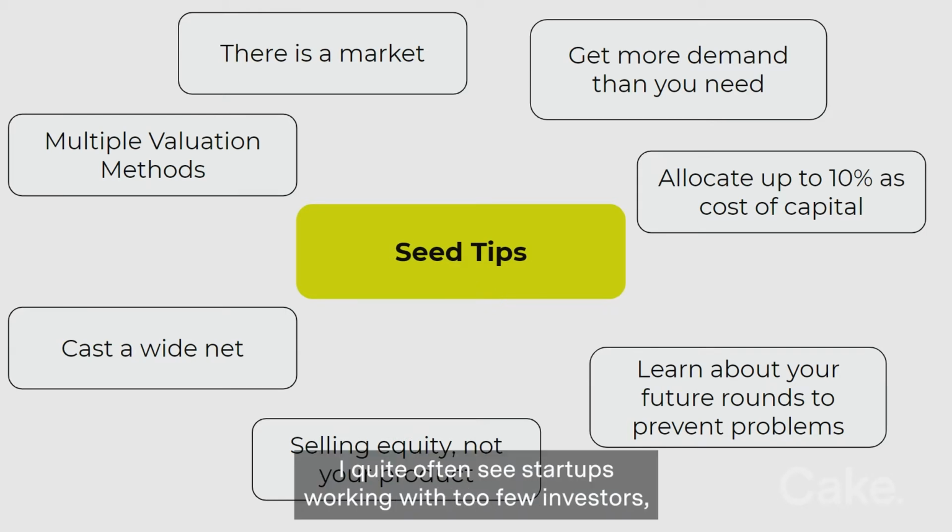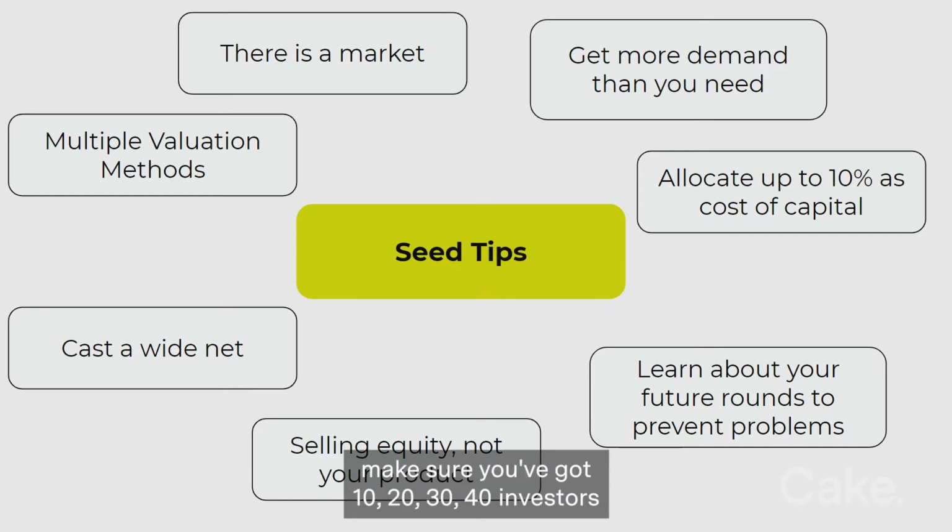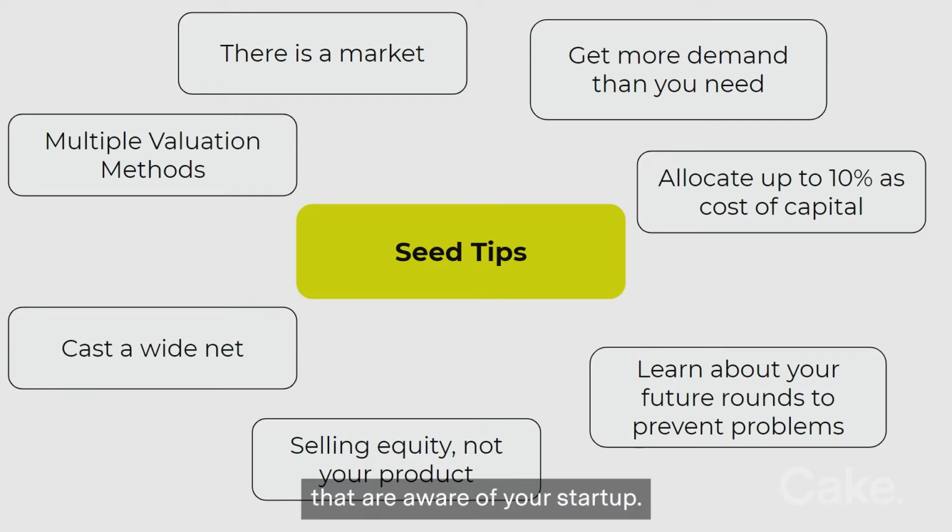Casting a wide net: I quite often see startups working with too few investors. Make sure you've got 10, 20, 30, 40 investors that are aware of your startup, that you're communicating with, so that when your round opens up, you can work through discussions with those investors as quickly and efficiently as you can to get your round done.